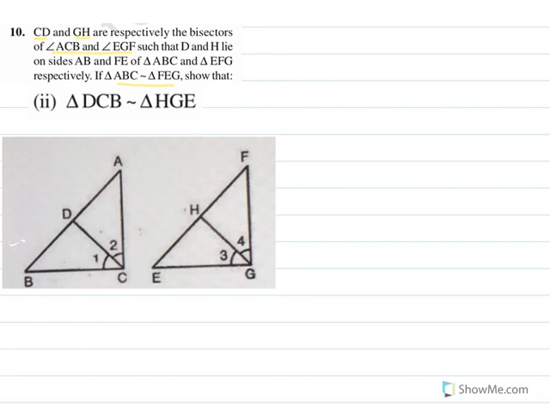Now we need to prove that triangle DCB, so triangle DCB will be D, here DCB. We need to prove this triangle. We just join it up. DCB is similar to triangle HGE. So we have HGE. So this triangle.